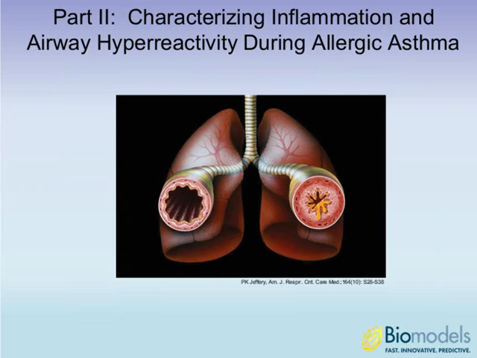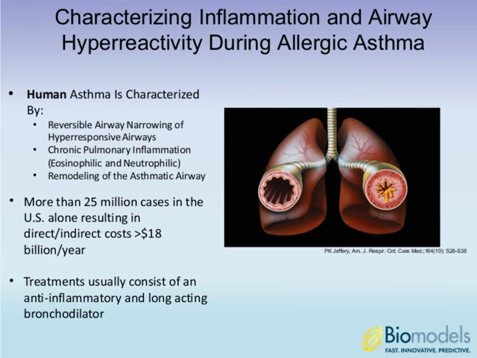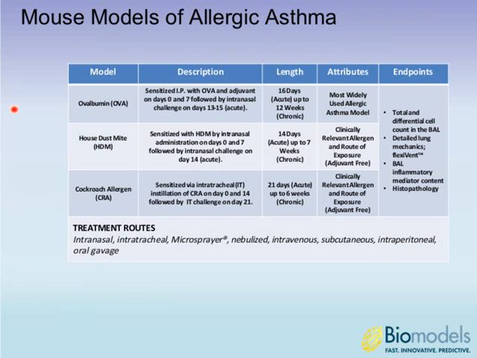So that brings us to the animal models, where we're characterizing inflammation and airway hyperactivity during allergic asthma. Human asthma is characterized by reversible narrowing of hyperresponsive airways and chronic pulmonary inflammation. In humans, this is eosinophilic as well as neutrophilic, with remodeling of the asthmatic airway. Currently, there are more than 25 million cases in the U.S. alone, and this results in a direct or indirect cost of greater than $18 billion per year. Treatment in allergic asthma usually consists of an anti-inflammatory and a long-acting bronchodilator.